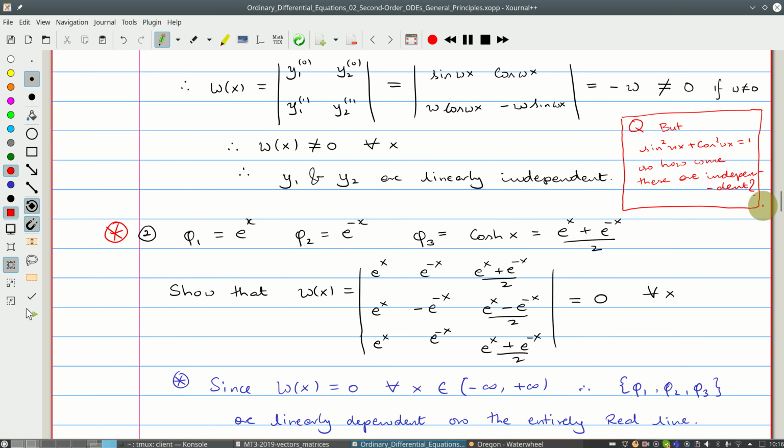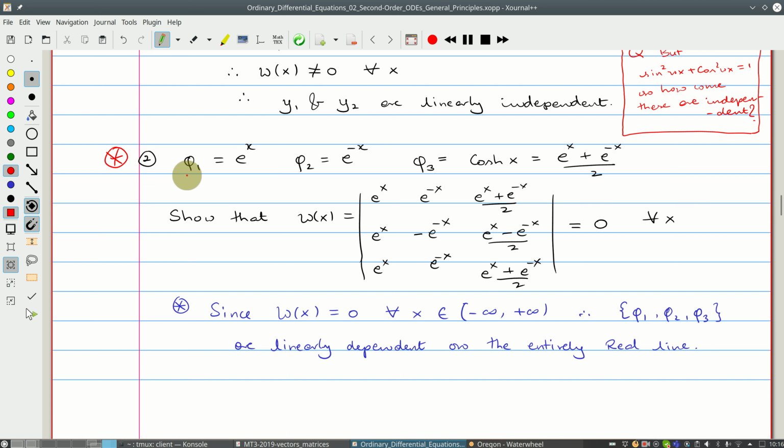Let's take another case. Now we have three functions, phi1, phi2, and phi3. Phi1 is e to the x, phi2 is e to the minus x, phi3 is the hyperbolic cos of x, which is e to the x plus e to the minus x over 2. Now I hope you can see where this is going. We know that this set is linearly dependent.